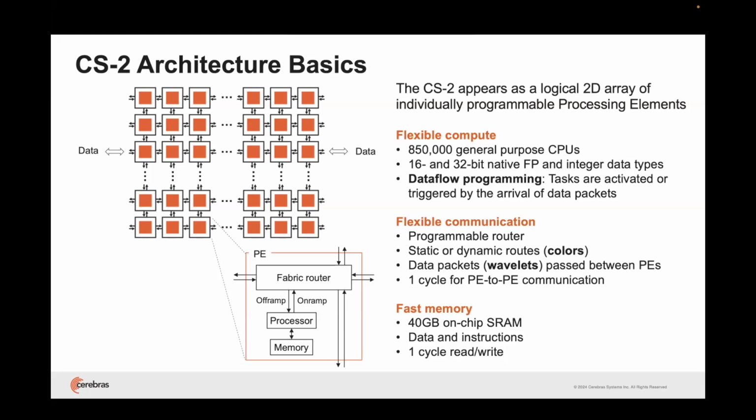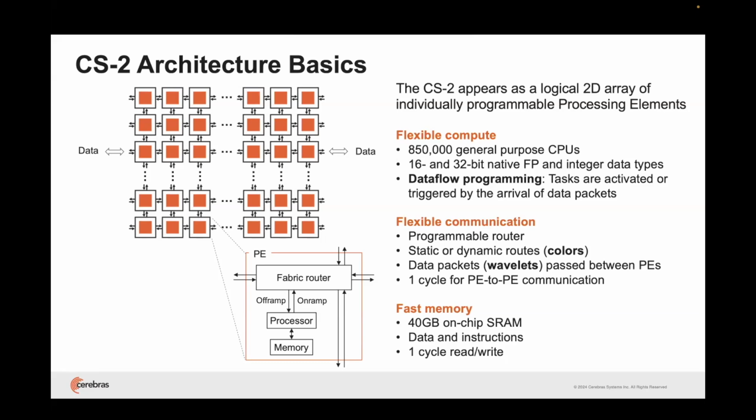And data flow is the key word here. It's a data flow architecture, which means that chunks of code called tasks are activated or triggered by the arrival of a data packet. We call these data packets wavelets. They're just little 32-bit packets that travel between these processing elements.